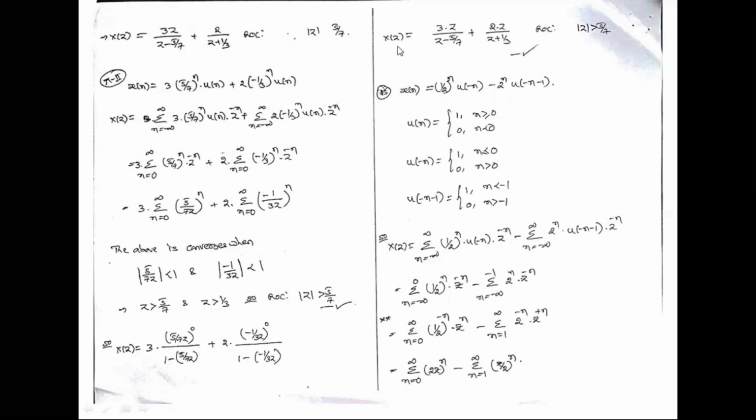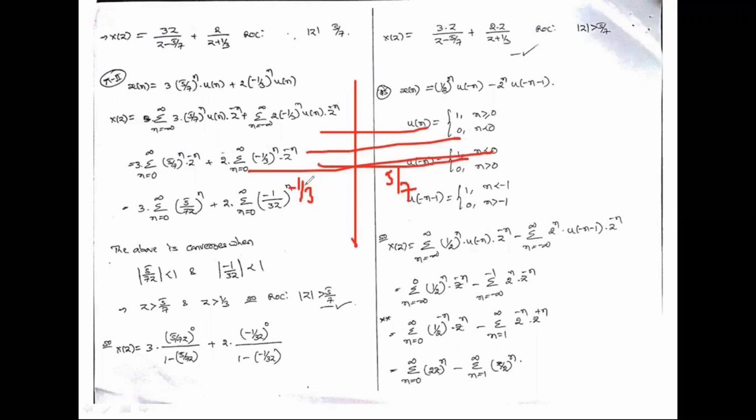Okay. So let us take here the minus 1 by 3 is there, and 5 by 7 is a positive value. So mu of n, if I am taking, so z is greater than minus 1 by 3, and the 5 by 7 is also greater than minus 1 by 3.